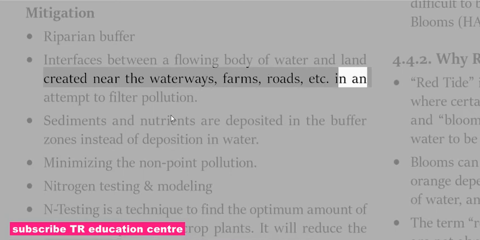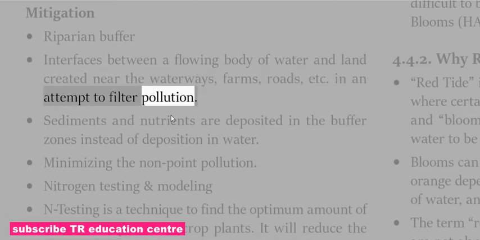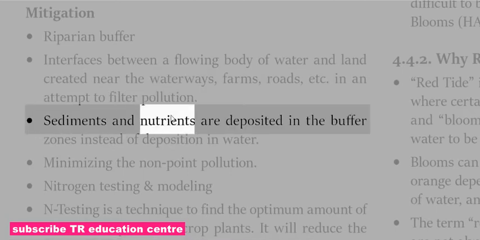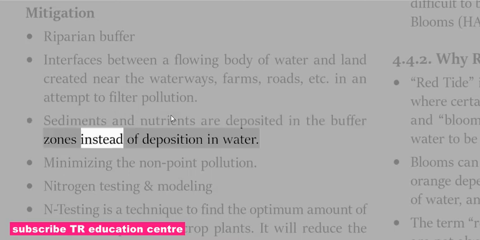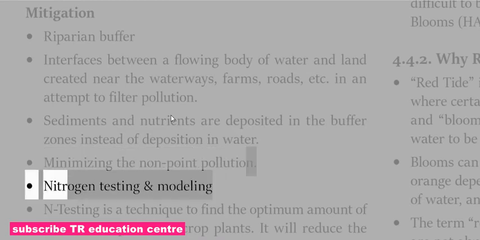Mitigation: riparian buffer, interfaces between a flowing body of water and land created near the waterways, farms, roads, etc. in an attempt to filter pollution. Sediments and nutrients are deposited in the buffer zones instead of being deposited in water, minimizing the non-point pollution.